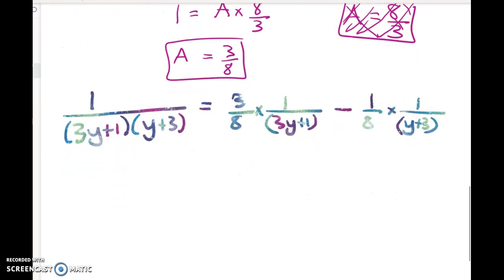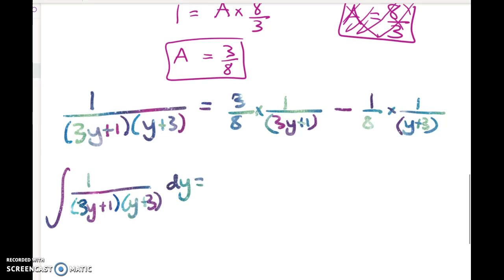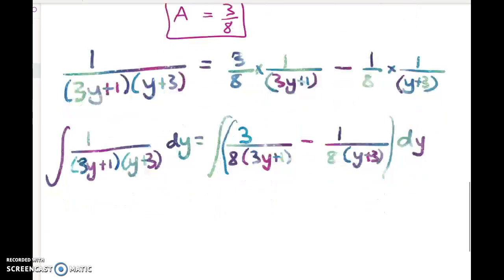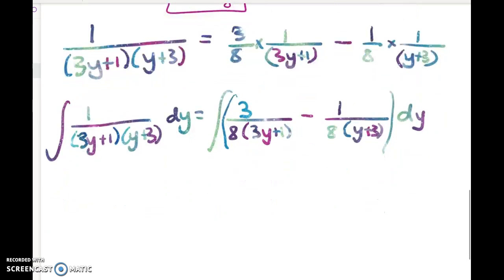So we can write that out a bit more nicely, but what we're going to do now is put it back into the integral. So 1 over this is now being rewritten as follows. It's the integral of 3/8 times 1 over 3y plus 1, minus 1/8 times 1 over y plus 3, dy. And we'll put a big bracket around all of that. Now we can integrate those pretty quickly.